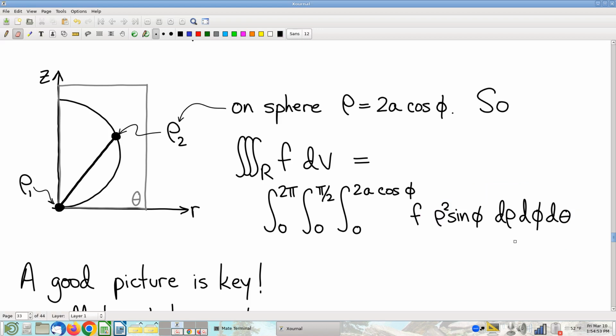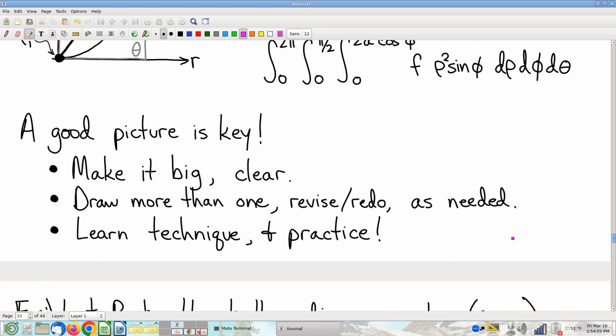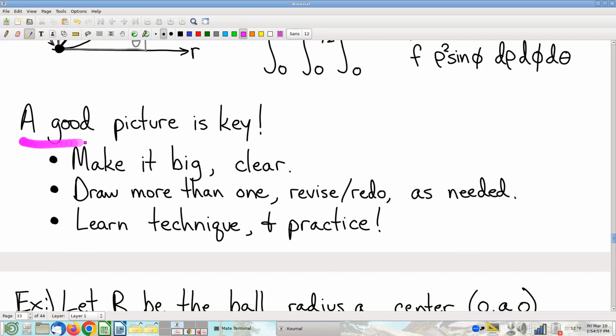Now, y'all have heard me say the following a million times. I'm going to say it again. I just think it's a really big deal. A good picture is huge. It's very, very important. A couple of reasons. For one thing, it helps you make sense out of the question and how to answer it. It's really helpful to have a good picture.